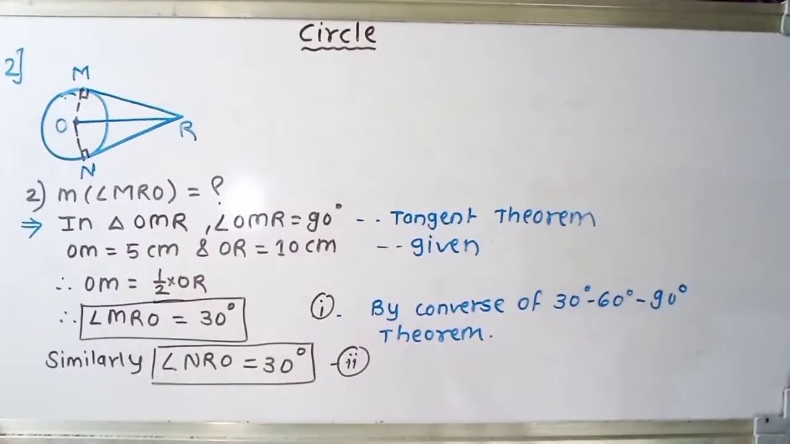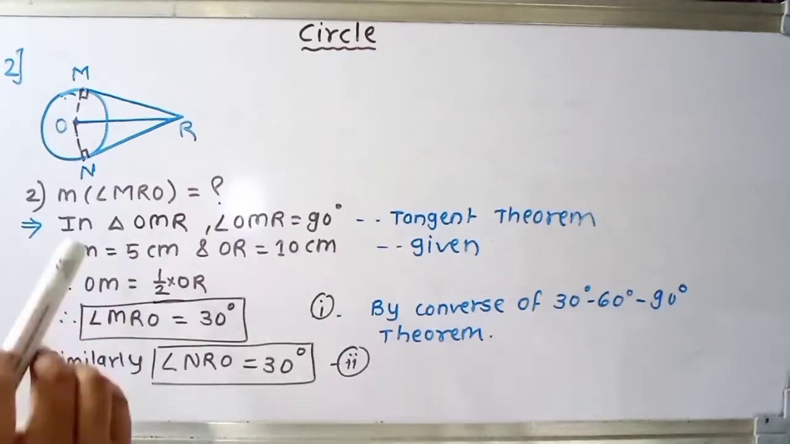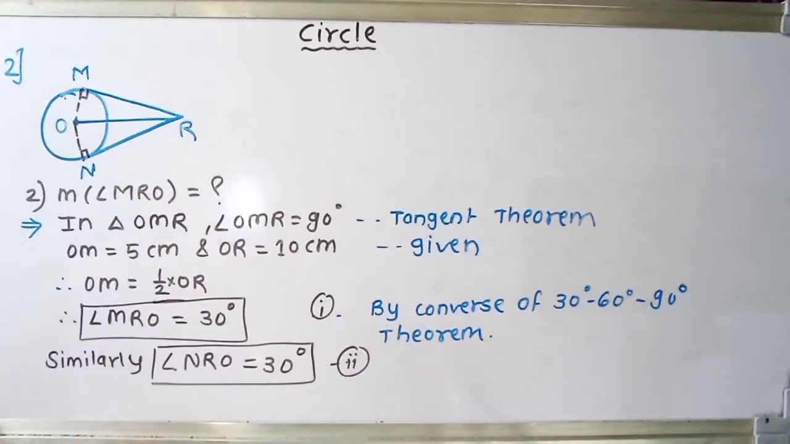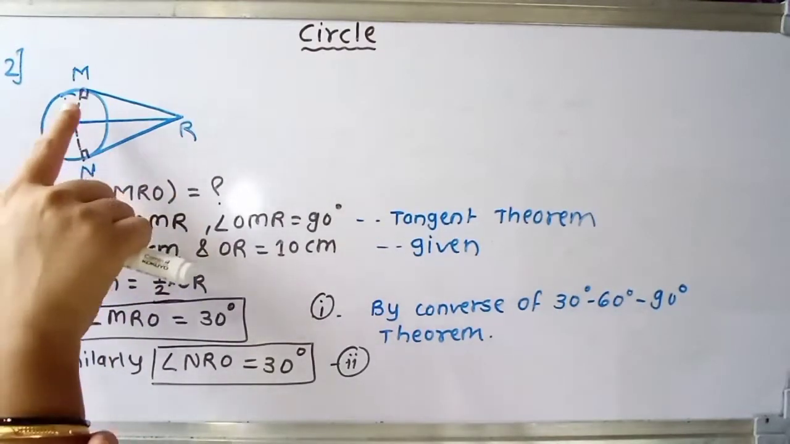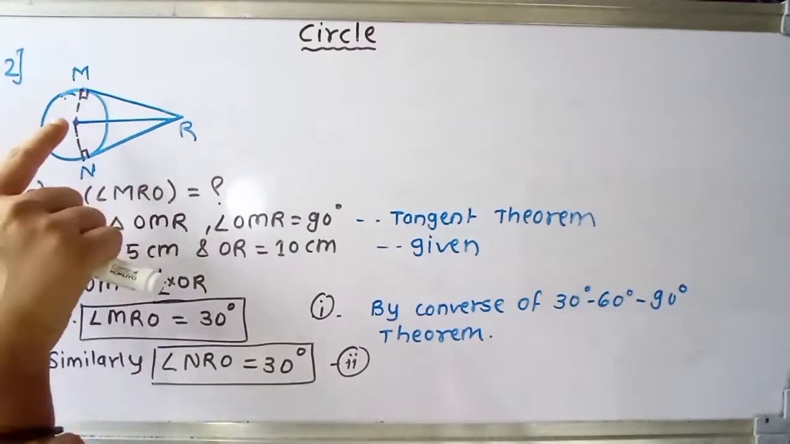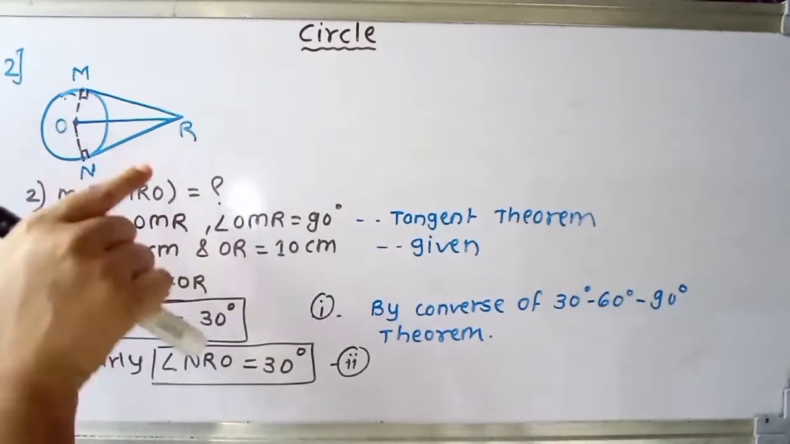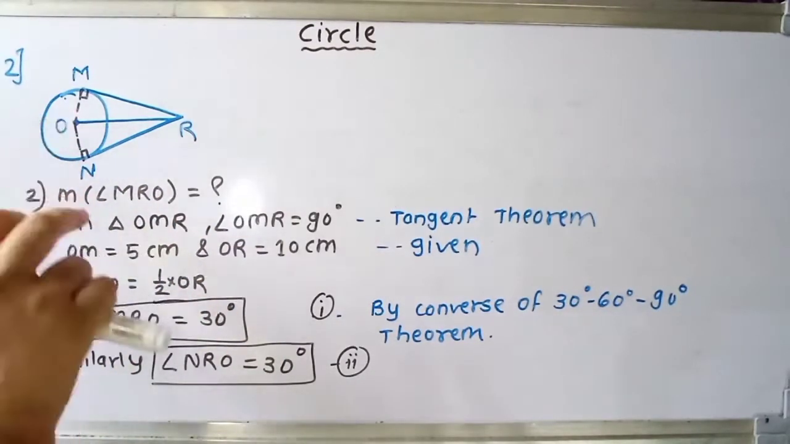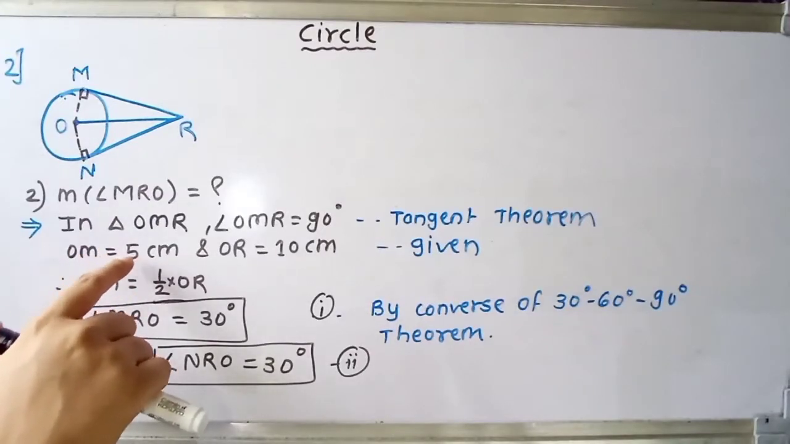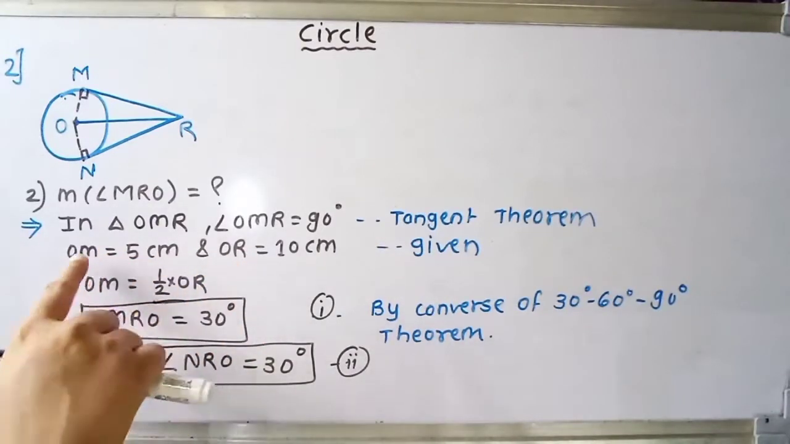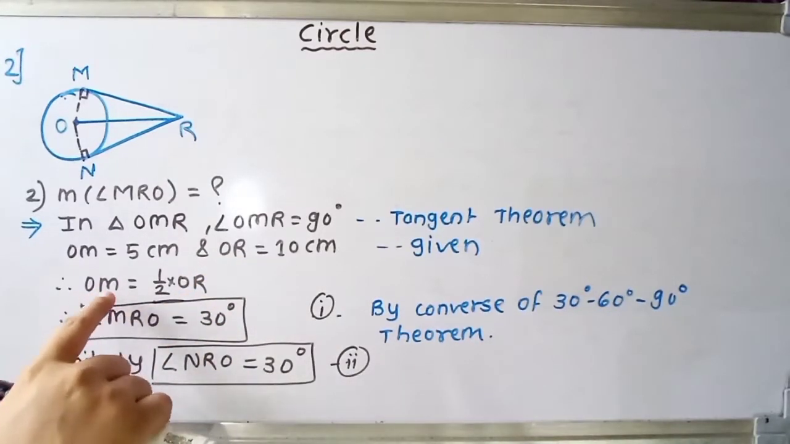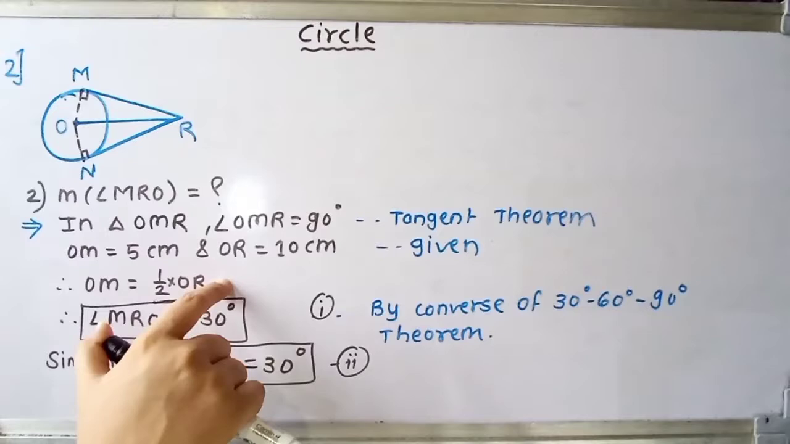In the second question we have to find angle MRO. Now you know angle OMR is 90 degrees, OM is equal to 5 centimeters and OR is equal to 10 centimeters. So if you observe, OM is 5 and OR is 10, which means OM is half of OR. OR is the hypotenuse. So you can write OM is equal to half of OR. Are you getting me, class?